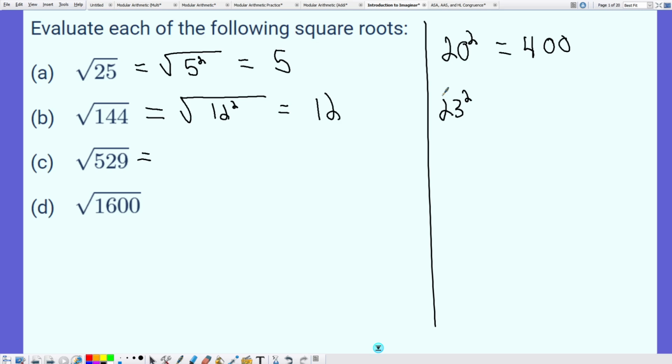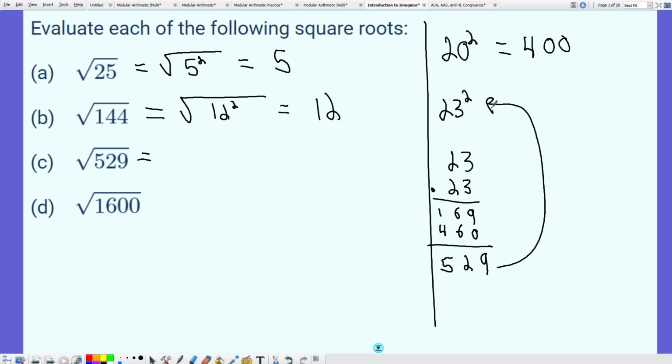Well, that seems promising, since 23 times 23 gives us a 9 in the 1's place. 3 times 2 is 6. Drop the 0. 2 times 3 is 6. 2 times 2 is 4. We get 9. 6 plus 6 is 12. Add the 1, and we get 529. So that is what we get when we do 23 squared. So we have 23 squared, and the square root of that is just going to be 23.